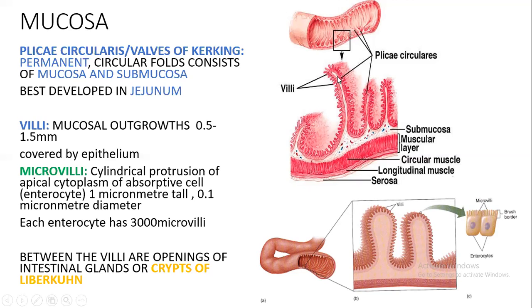Between the villi, which are these projections of the mucosal outgrowths, are these depths known as the crypts of Lieberkühn. Between the villi are openings of short tubular intestinal glands, and these intestinal glands open into these depths known as crypts of Lieberkühn. The epithelium of the intestinal glands is continuous with the epithelium of the villi, and the epithelium here is lined with different cells, which we are going to study.